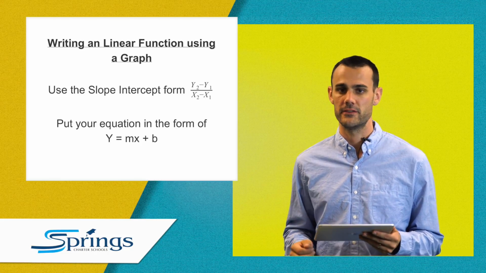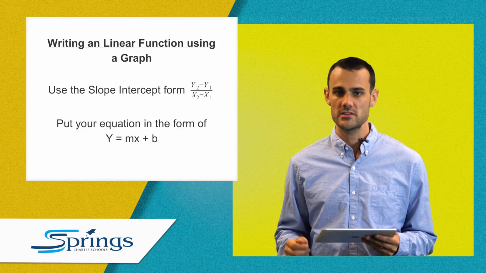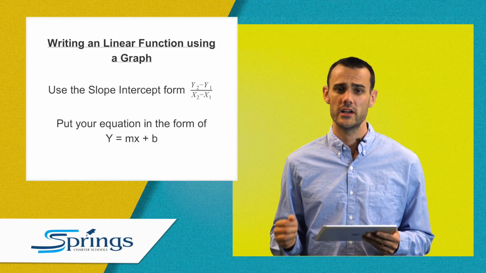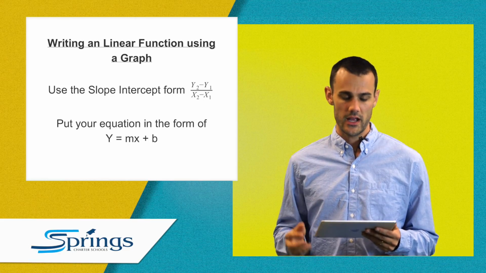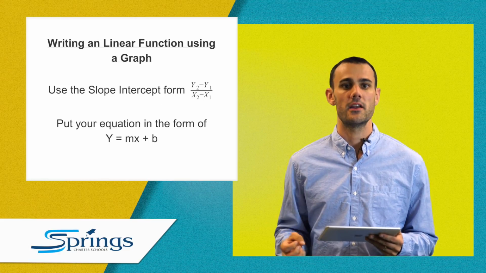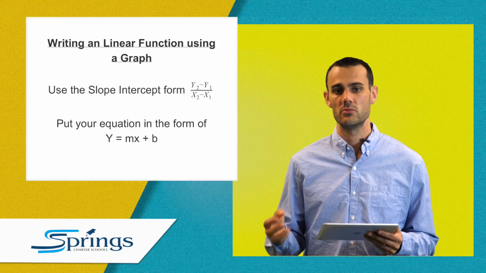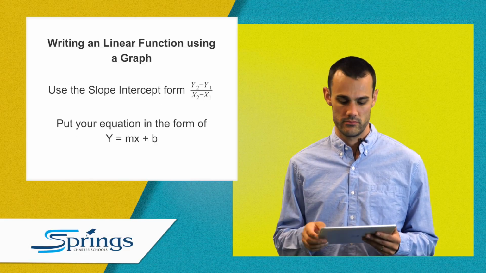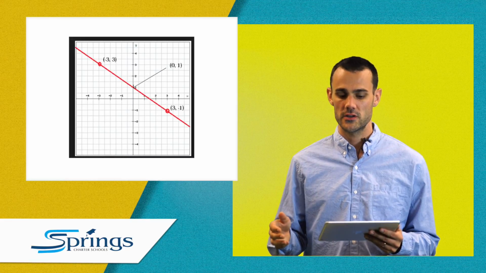So, writing a linear function using a graph. We're using the slope formula, (y2 - y1) over (x2 - x1), and we're using that information to find what the slope is going to be in our y = mx + b form. Here's a picture of a graph.